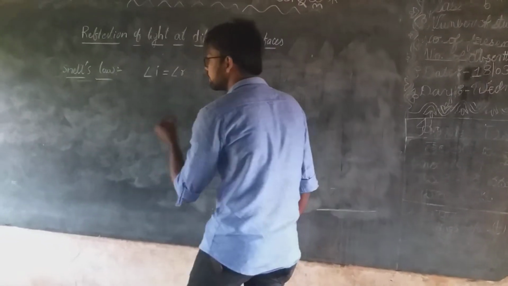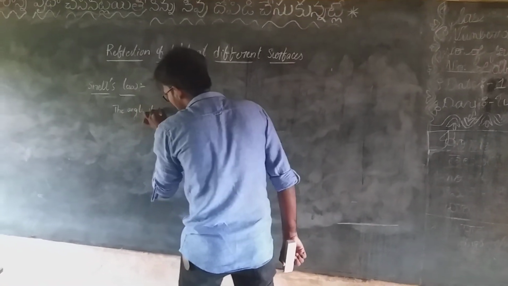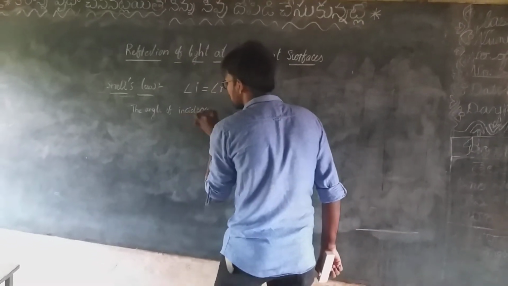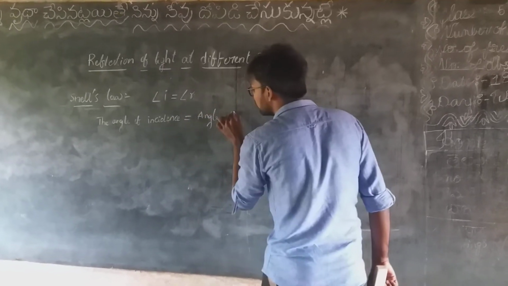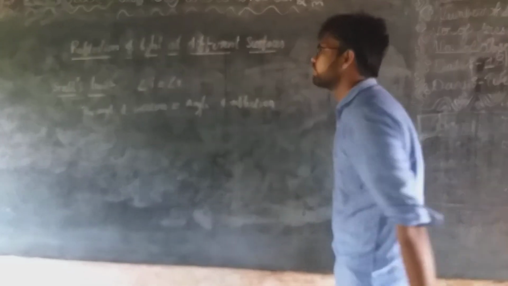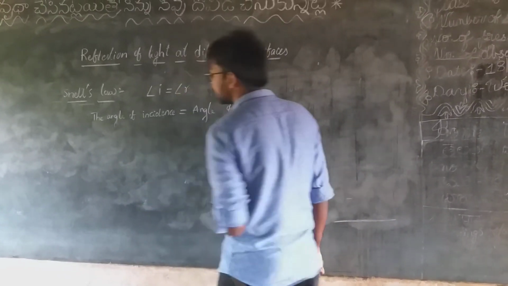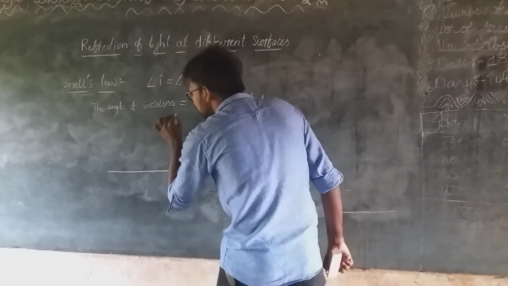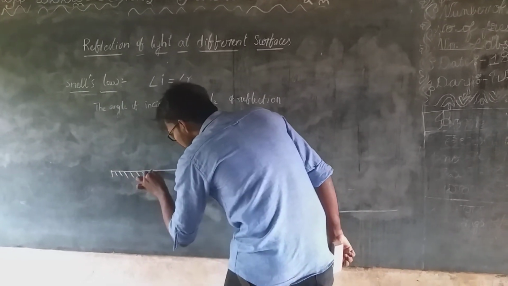I'm writing here: the angle of incidence is equal to the angle of reflection, not refraction. There is a difference between reflection, refraction, and diffraction. All these you have to learn. And for example, this is a plane mirror.